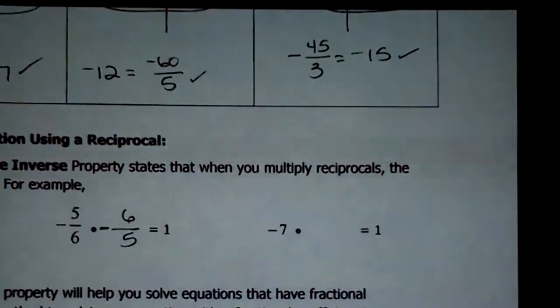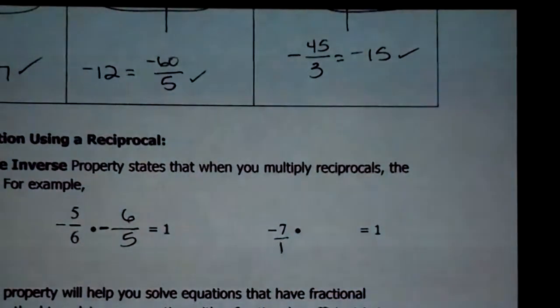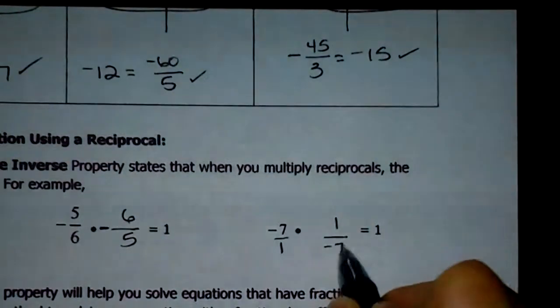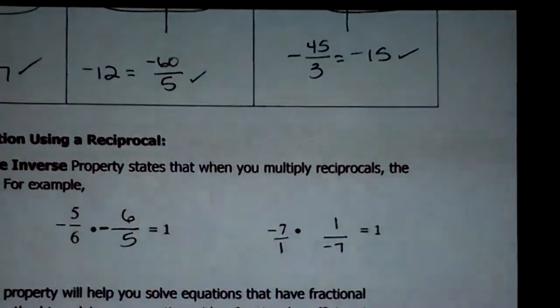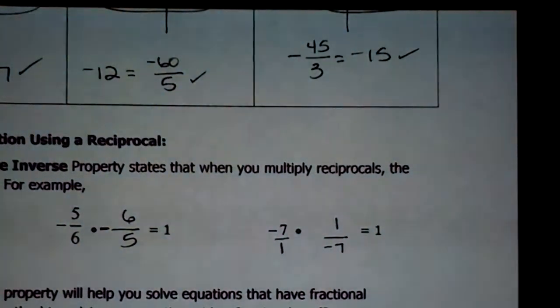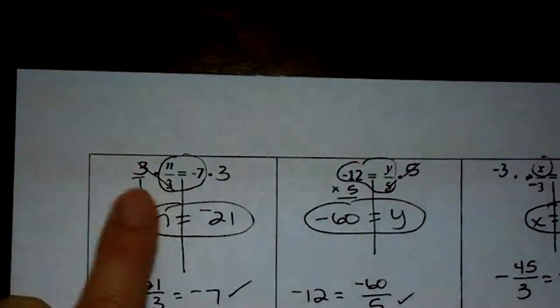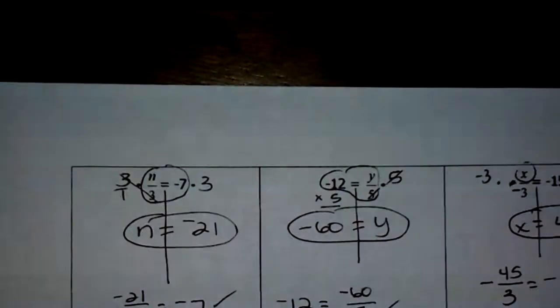And this last one, -7 times what would give me a positive 1? Well, remember, this -7 really means -7 over 1. So if we flip that, I can put the 1 over the -7. You would end up getting a -7 over a -7. And isn't -7 divided by -7 1? Yes. So here's proof that when you multiply by reciprocals, you're always going to get 1, right? And wasn't that our objective in all of these kinds of equations? I wanted to get 1n. And when we had our multiplication equations, I was trying to get 1x.